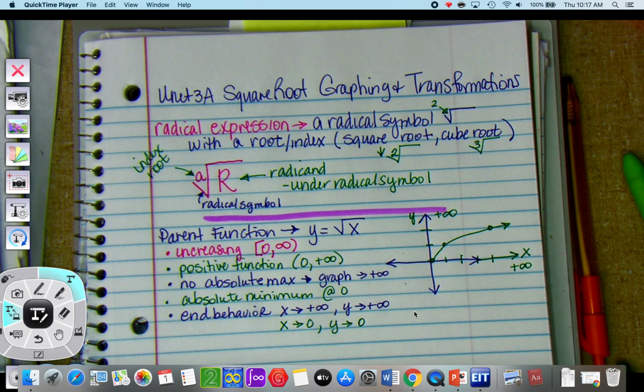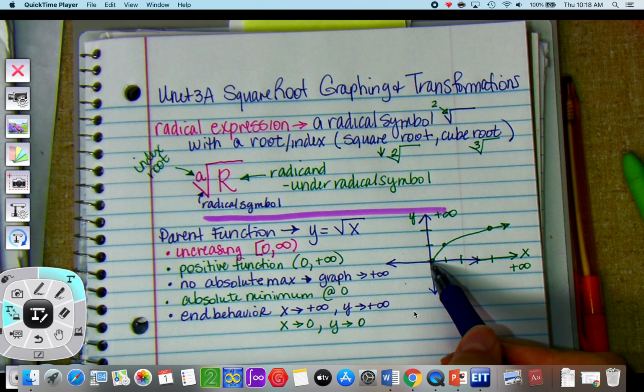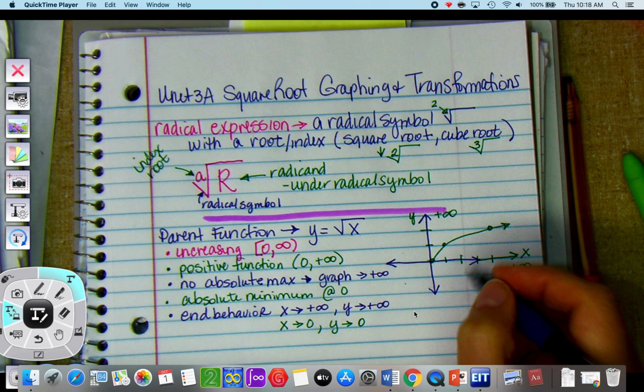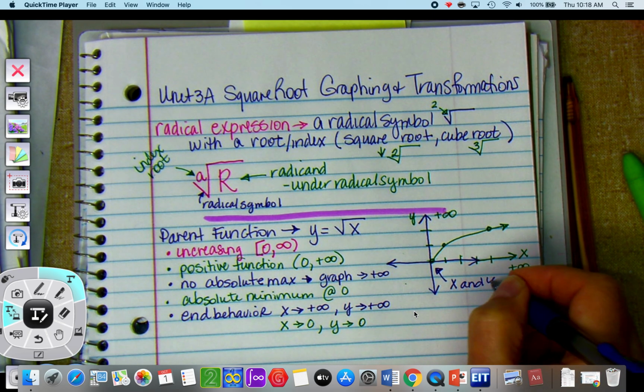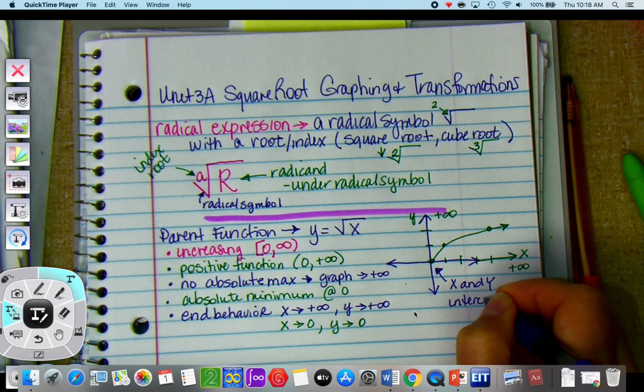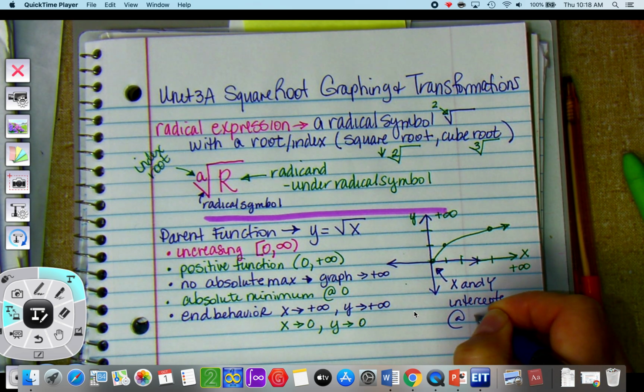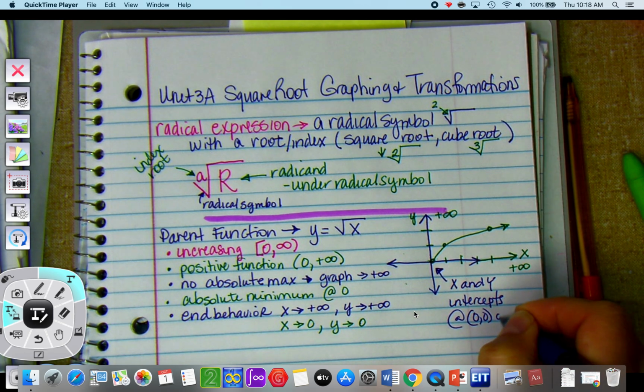And then let's finish up with what other things we need to talk about here. Oh, x and y intercepts are both at the origin. I'm going to mark that on here. X and y intercept at the origin, 0, 0.